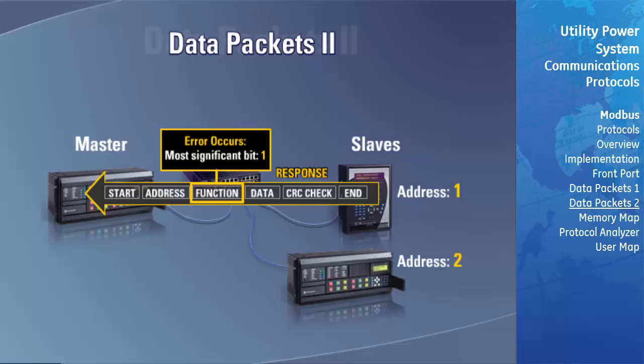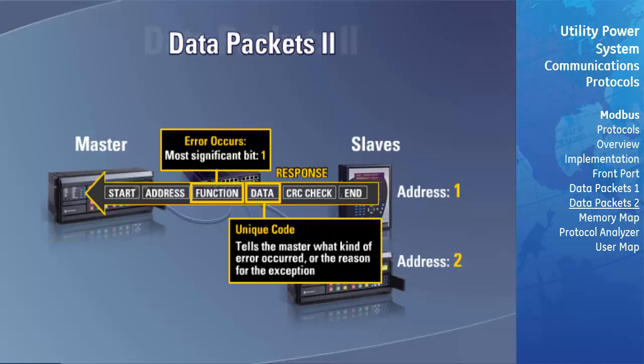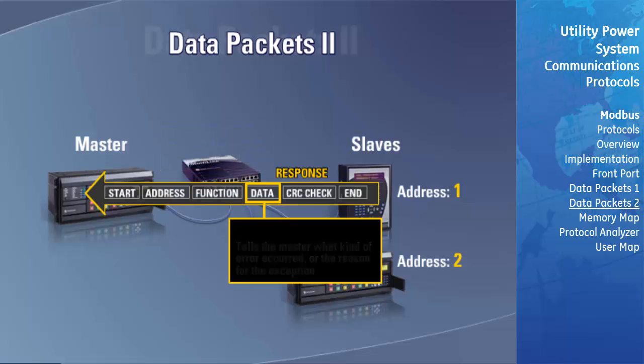For an exception response, in addition to the modification of the function code, the slave would place a unique code into the data field of the response message. This additional information would tell the master what kind of error occurred or the reason for the exception. The master's application program has the responsibility of handling exception responses. The content of the data field will vary both in the number of bytes and the content, depending on the function code. The content may be actual values, settings, or addresses.